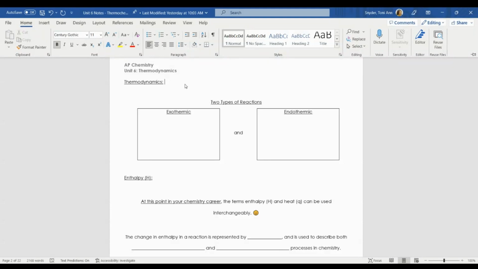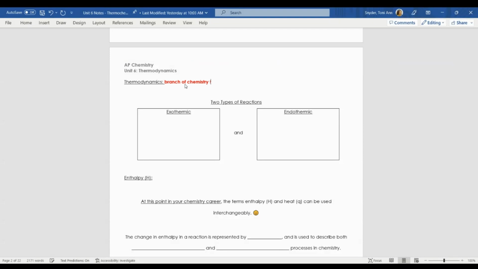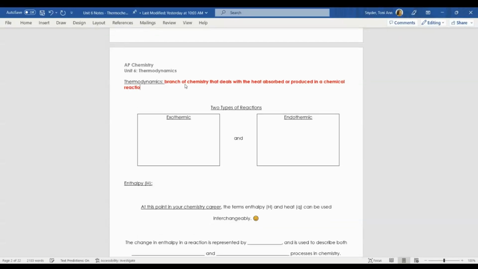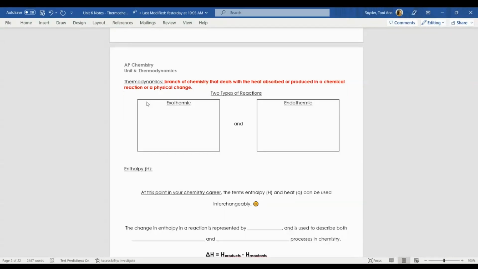But let's go ahead and first talk about what is thermodynamics. You might be familiar with the word thermo. You think of thermometers, you think of heat. And that's exactly what we're talking about in thermodynamics. This is a branch of chemistry that deals with the heat absorbed or produced in a chemical reaction or a physical change. So we can have heat that is absorbed or released when we go through all different types of chemical reactions, or if we go through physical changes, and that includes dissolving something in water, let's say, making a solution. And there are two types of reactions that we have to be familiar with, and those are exothermic and endothermic.